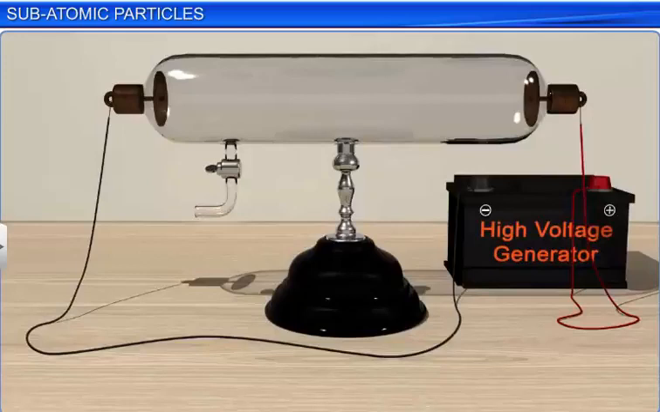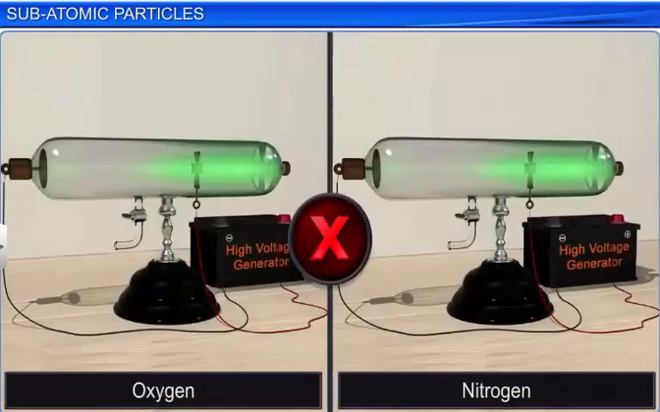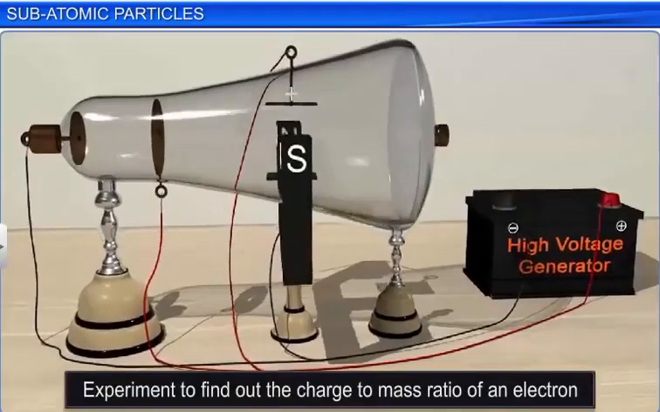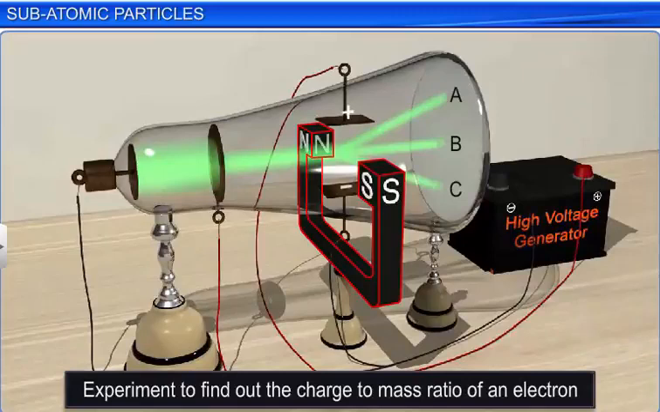Through his experiments, Thomson also concluded that the properties of cathode rays do not depend upon the material of electrodes and the nature of the gas present in the cathode ray tube. This led him to the conclusion that electrons are the basic constituents of all atoms. Thomson then tried to calculate the charge to mass ratio of electrons by applying electrical and magnetic fields perpendicular to each other, as well as to the path of electrons flowing in a cathode ray tube.